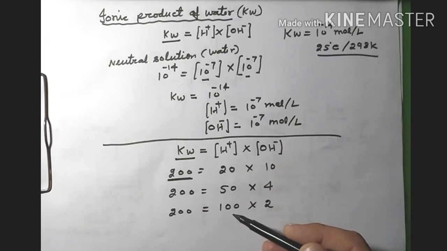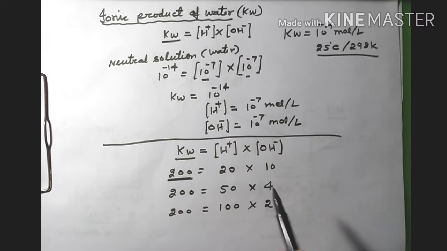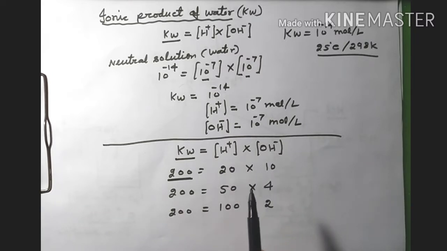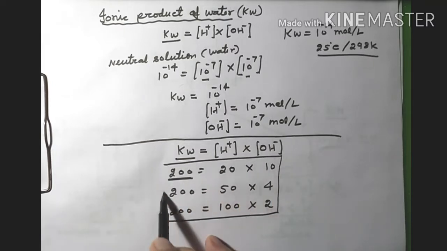So one thing is very clear to you: if in any solution the concentration of H plus ion increases, in the same solution the concentration of OH minus ion decreases, because the product of H plus and OH minus ion in any type of solution, whether it is acidic, basic or neutral, always remains constant. And I have told you this just as an example so that you can easily understand.